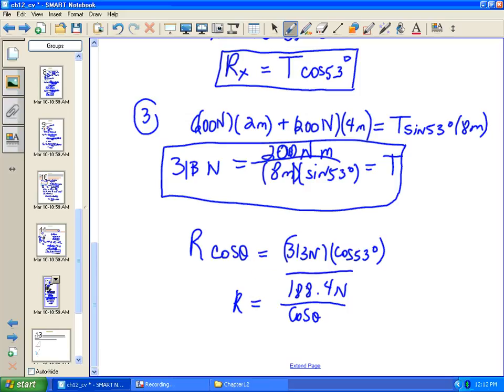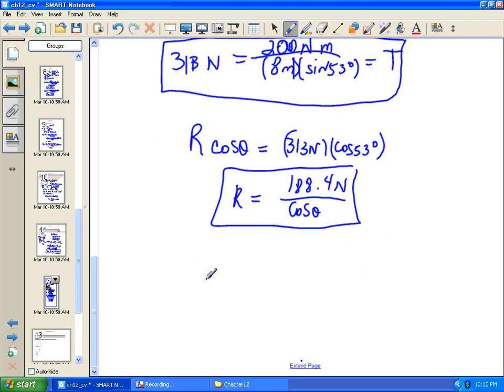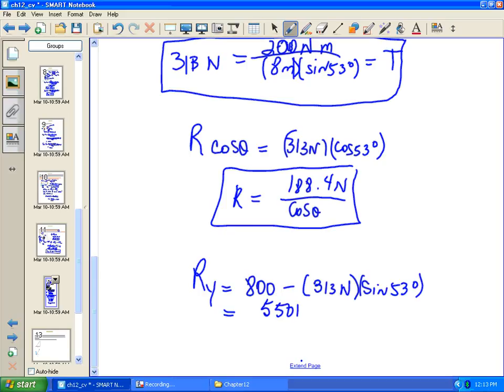The reason we're going to do that is because once we've got R, we can now come up to the expression for Ry, where we determined that Ry is equal to 800 minus T, 313 newtons, times the sine of 53. That gives us 550 newtons, which is equal to R times the sine of theta.